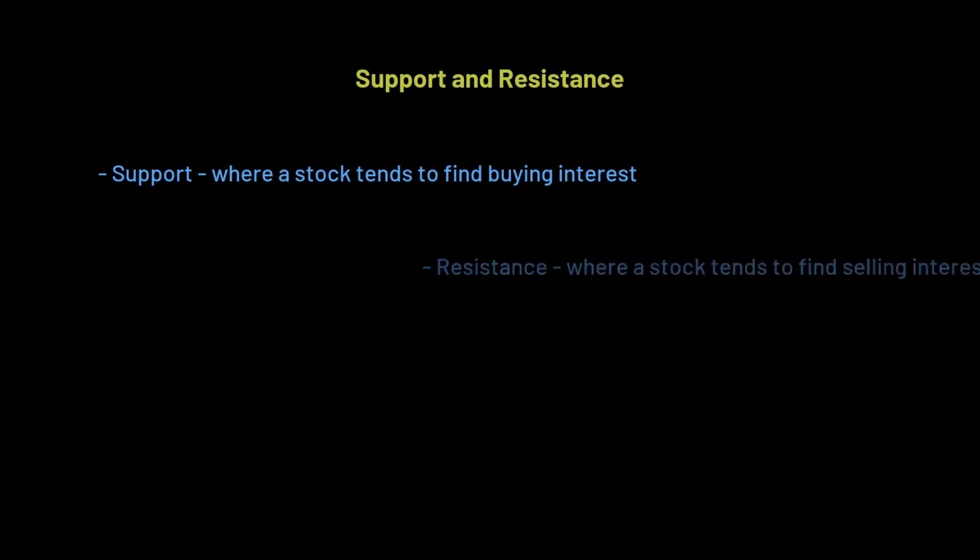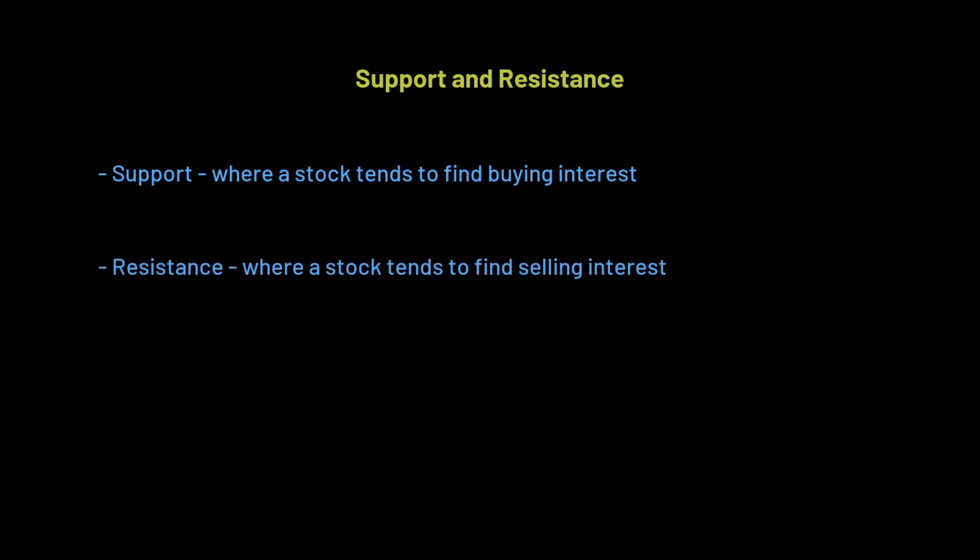Support and resistance are key levels that traders watch closely. Support is a price level where a stock tends to find buying interest, preventing it from falling further, while resistance is a level where selling pressure tends to prevent a stock from rising further.